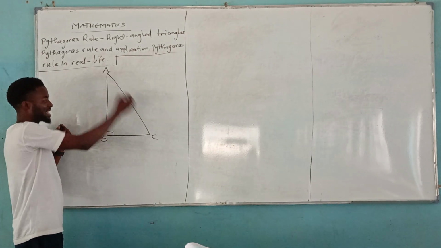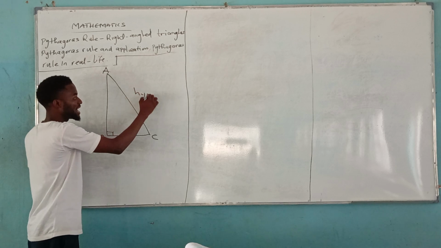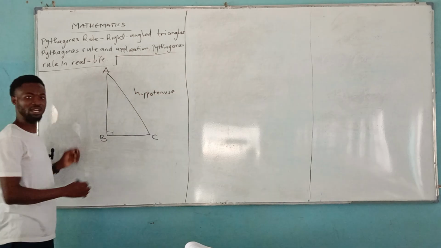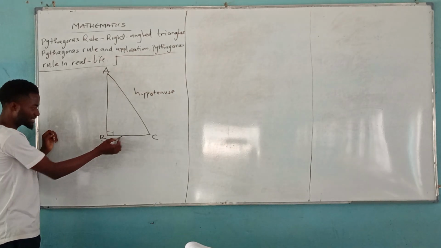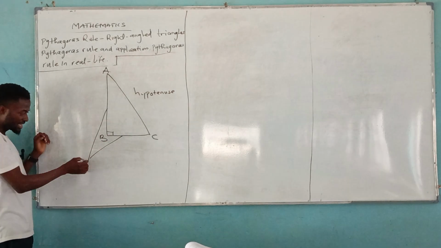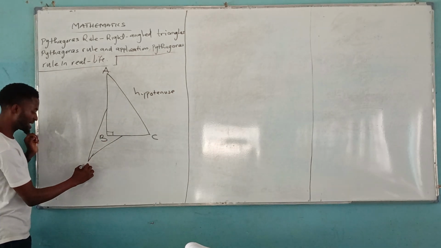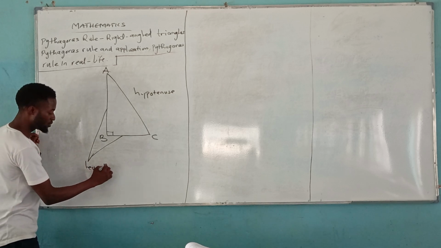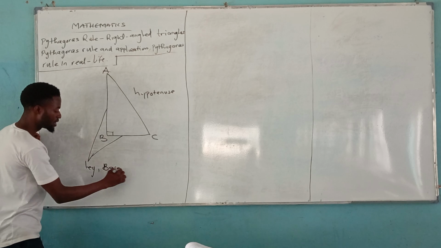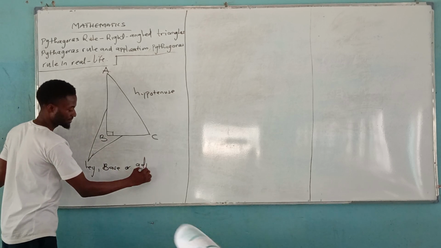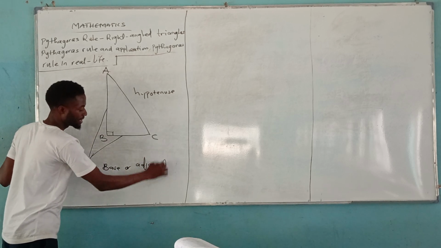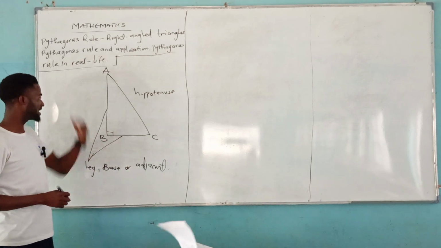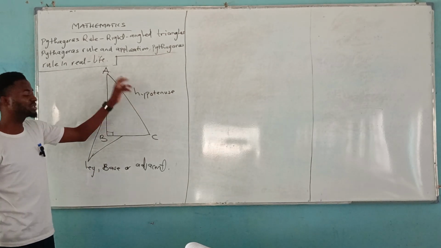This longest side here is known as the hypotenuse. And then this side and this side are known as the leg, or we say base or adjacent, depending on the position of the right angle triangle. And this is the hypotenuse, which is the longest side.